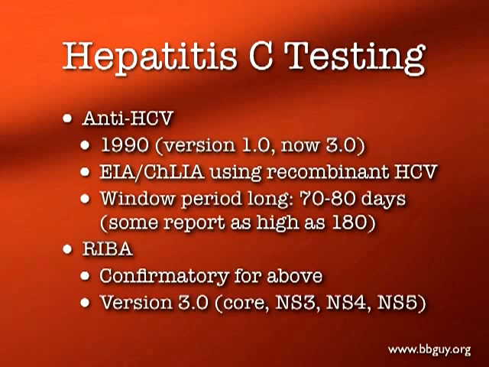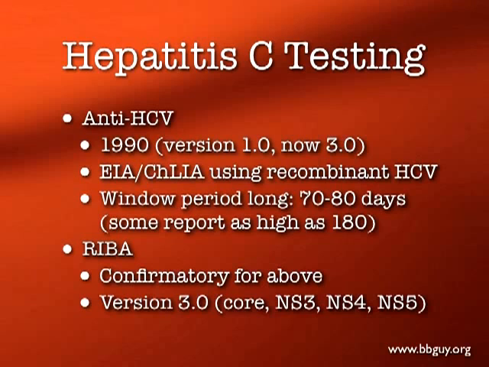In terms of our testing, we do an anti-HCV test, which is an ELISA/chemiluminescence test, introduced in 1990 as version 1.0, now version 3.0. And we talked about this a little bit when we talked about REBA in part 1 of this podcast. The 3.0 refers to the collection of antigens that are present in the test kit, which parallel between the ELISA and the REBA. The window period, unfortunately, with ELISA testing, with EIA testing, is quite long, 70 to 80 days. Some report even higher than that. REBA, as I mentioned, is confirmatory.